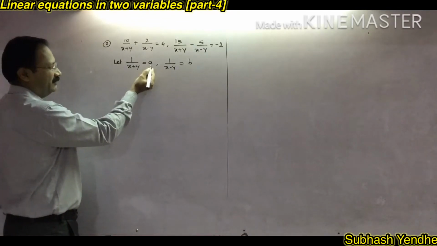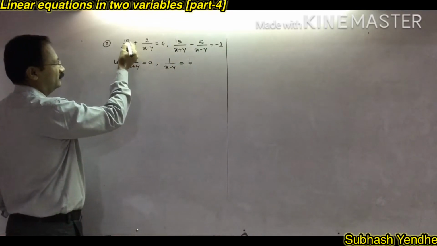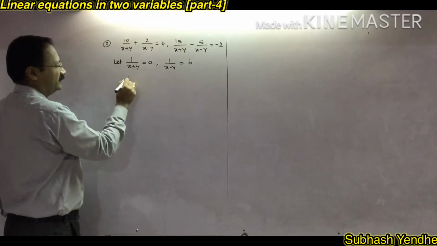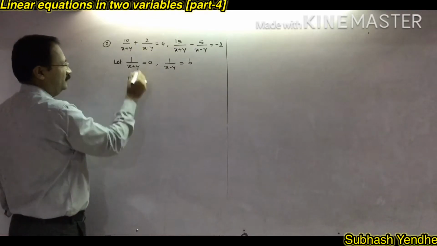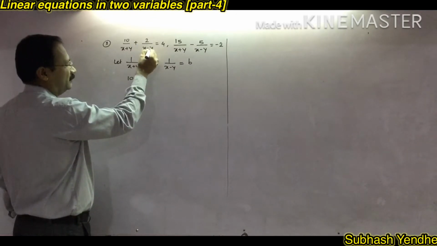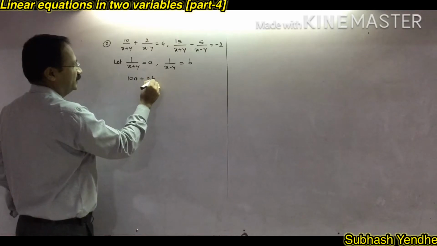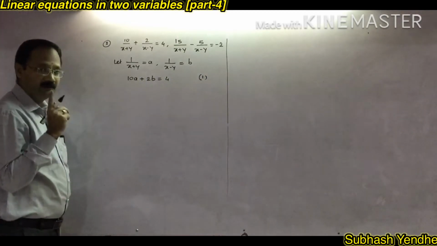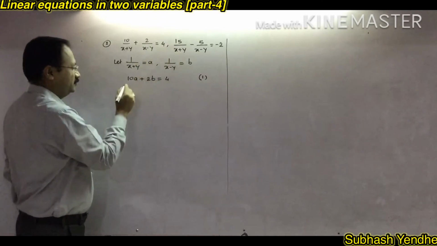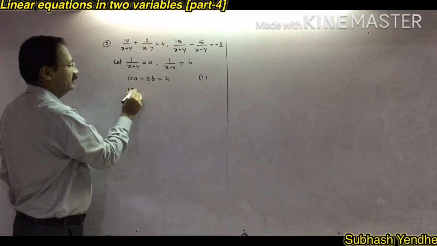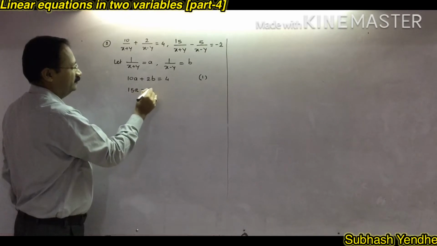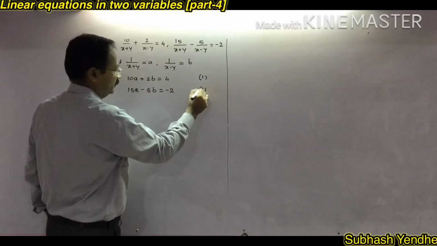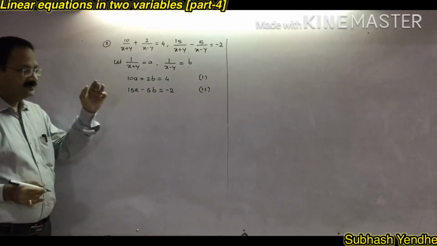Now substitute the value of a and b here. So what do you get? 10 into 1 upon x+y means 10a, plus 2 into 1 upon x-y means 2b, equals 4. This is our equation number 1. Now substitute in the second one. So what do you get? 15a minus 5b equals minus 2. This is our equation number 2.